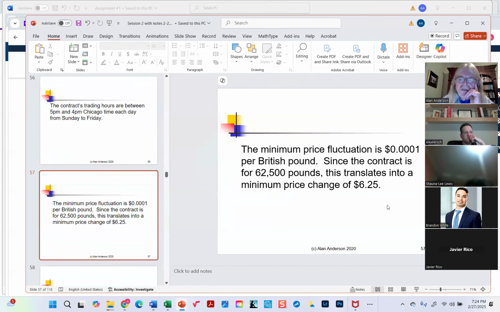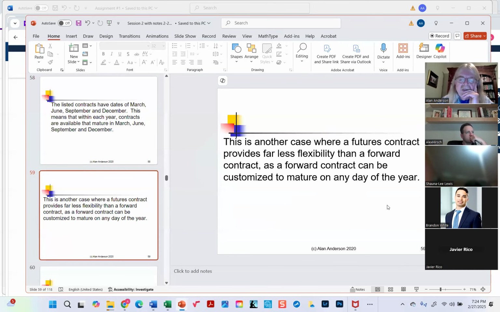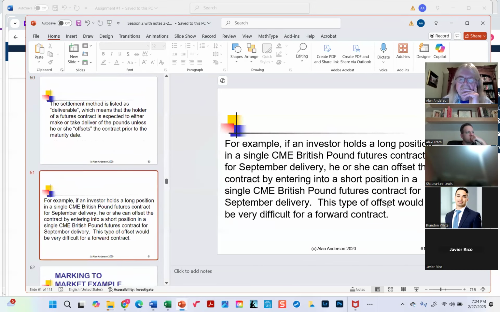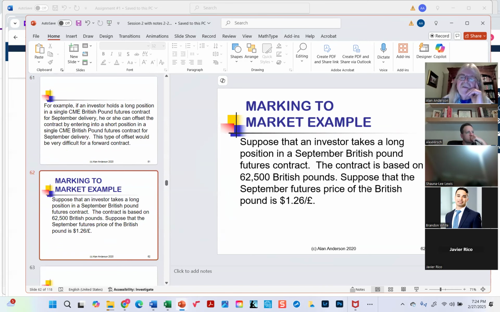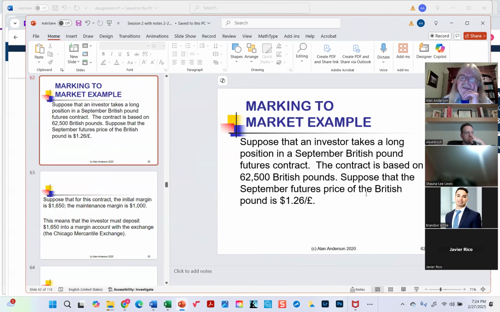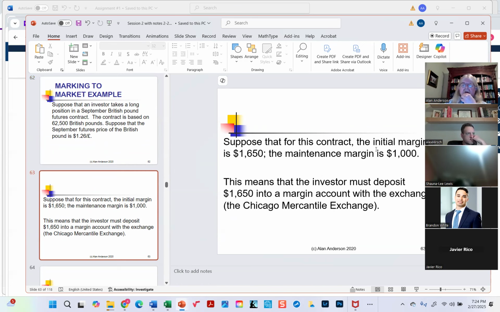So, let's see, I think I have an example here. There we go. So let's say that you enter into one of these contracts, and at the moment, the futures price is $1.26 per pound. Fine. The initial margin that you have to put up is $1,650. Maintenance is $1,000, which means if your balance falls below $1,000, you've got to put more money into your account.